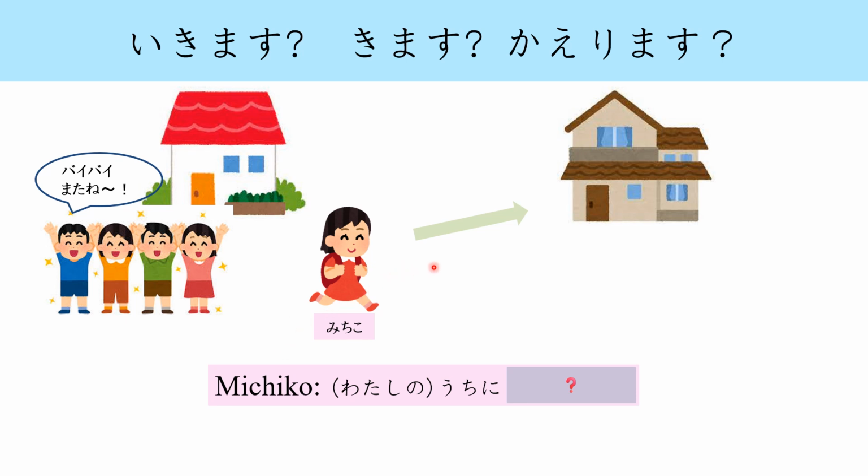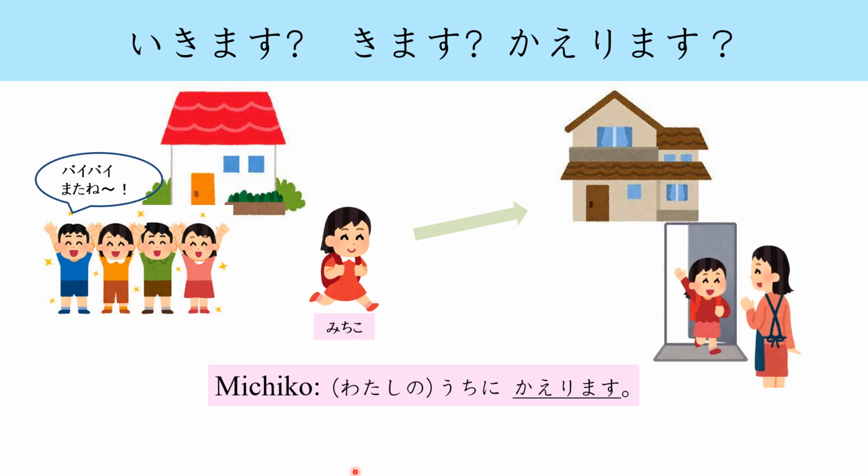Alright, then how about Michiko saying that I'm going home. I'm going back to my house. So Michiko would say, うちに What's the verb to go back? 帰ります。そうです。帰ります。And when you get home, do you remember the greetings? You'd say, ただいま. And the mother would probably say, おかえりなさい in that situation.